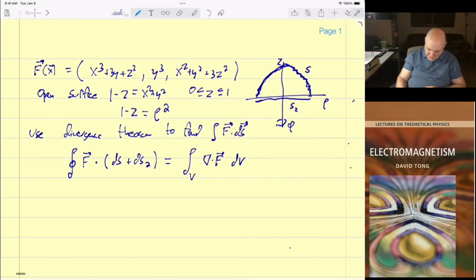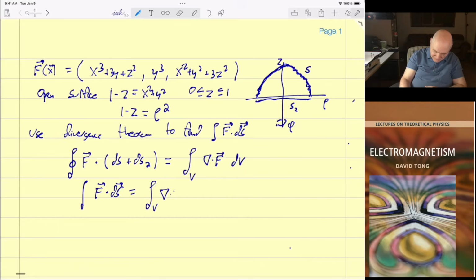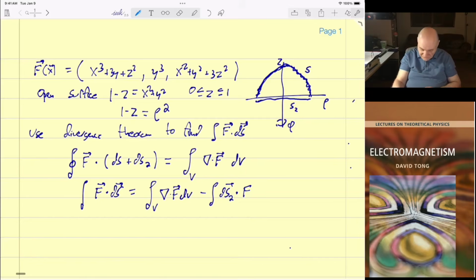Okay. So the strategy is that the integral of f dot dS is equal to the integral over V of the divergence of f dV minus the integral over dS2, the vector, dot f. Now integrating over this surface will prove to be particularly easy, so that's why this is an easy way of evaluating.